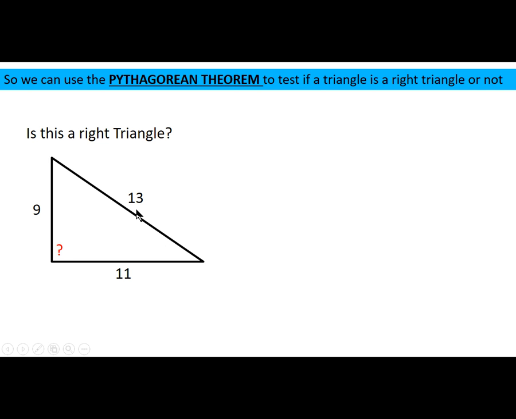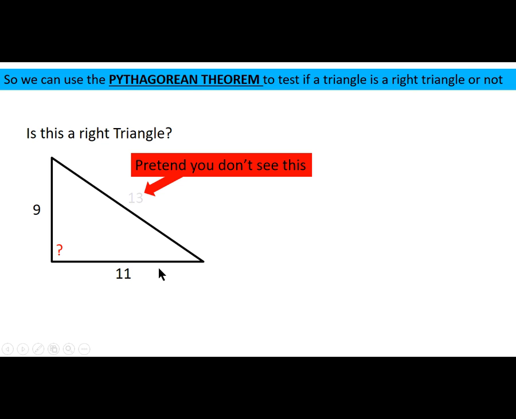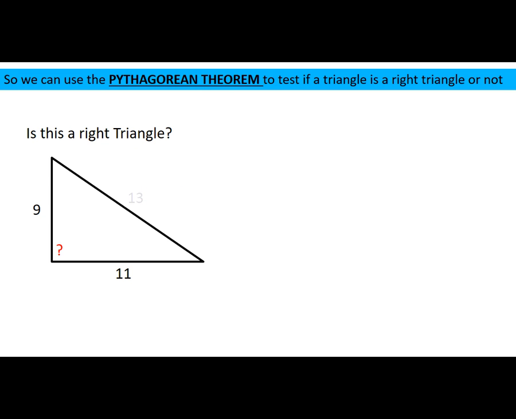So step one, you pretend you don't see the hypotenuse. We're going to block this out so you can barely see it, and pretend we don't know that the hypotenuse here is 13, or maybe it's not a hypotenuse. But what we will do is do the Pythagorean theorem with the 9 and the 11. And if it's a right triangle, we should get 13 for that missing side. If we get something else, then it's not a right triangle.